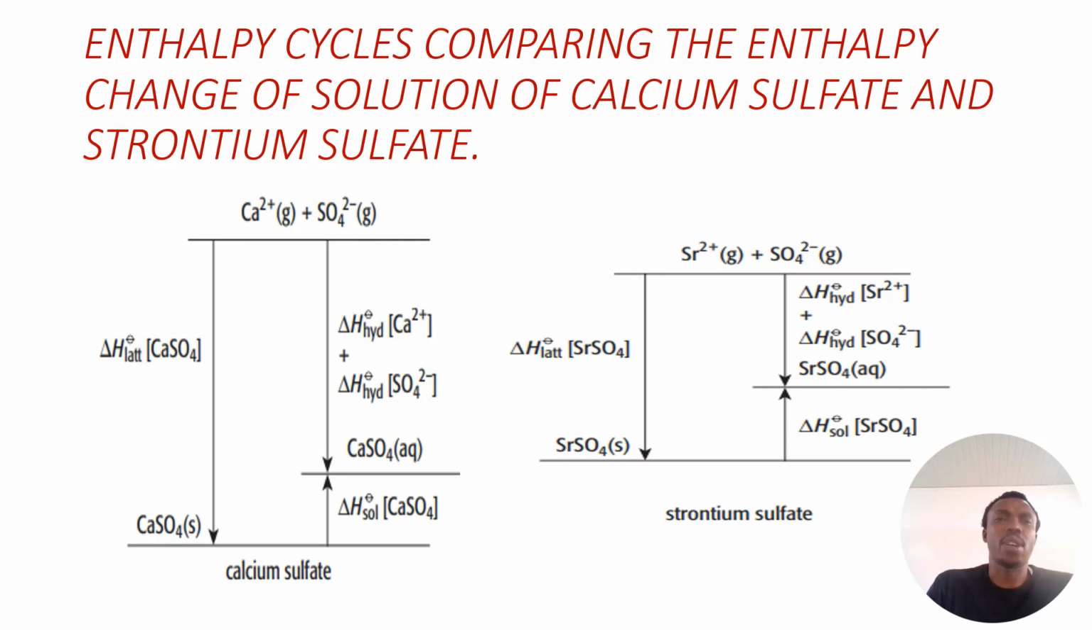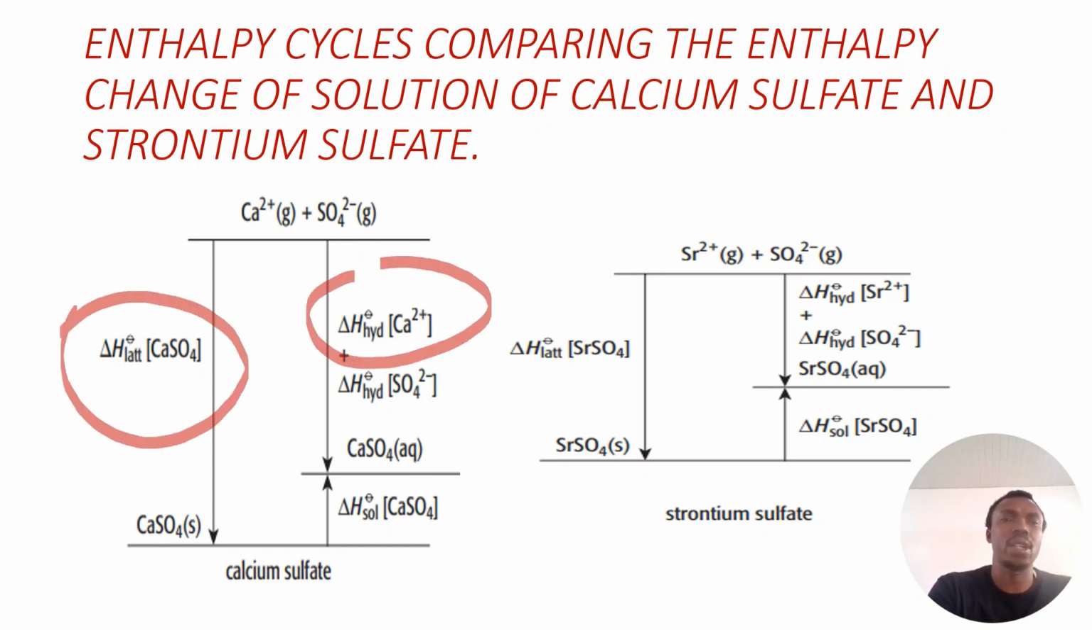So before us are the enthalpy cycles, comparing the enthalpy change of solution of calcium sulfate and strontium sulfate. If you look at the energy level diagram for calcium sulfate, this is the lattice energy. This is the enthalpy of hydration of calcium ion, hydration of sulfate ion, and this is the enthalpy change of solution.